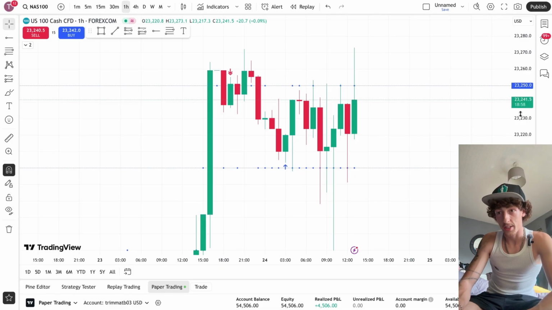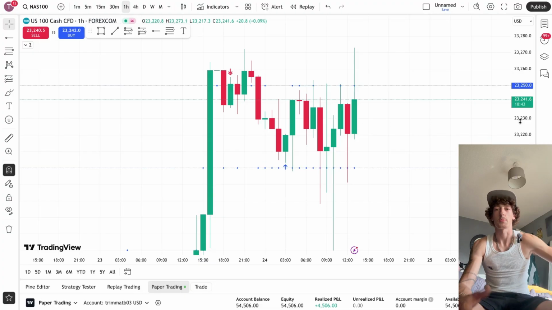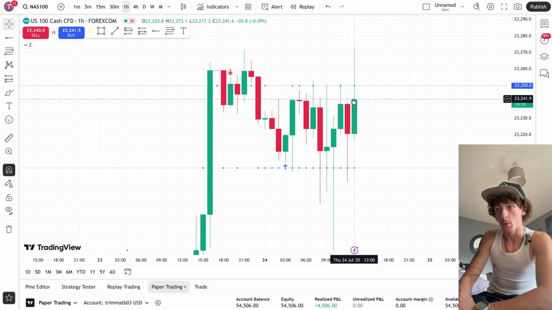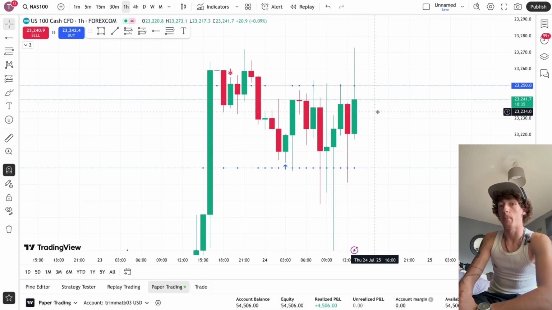So, as you can see here, we've got 18 minutes left to the next hour. American time is currently 20 to 2. So, well, 18 minutes, but you know what I mean. So in 18 minutes, this candle will close and move on to the next candle and create a body.